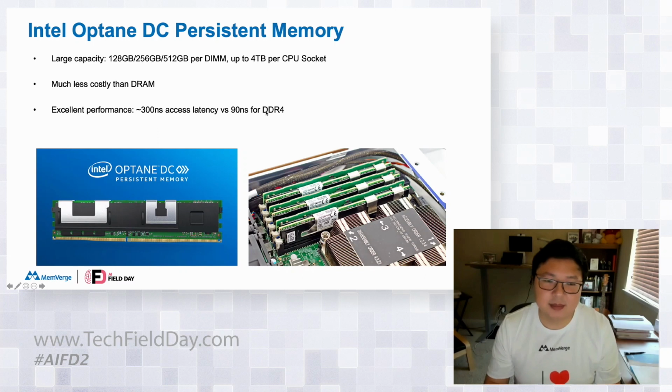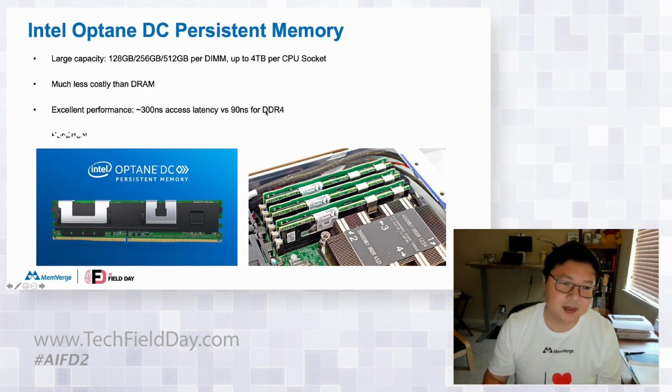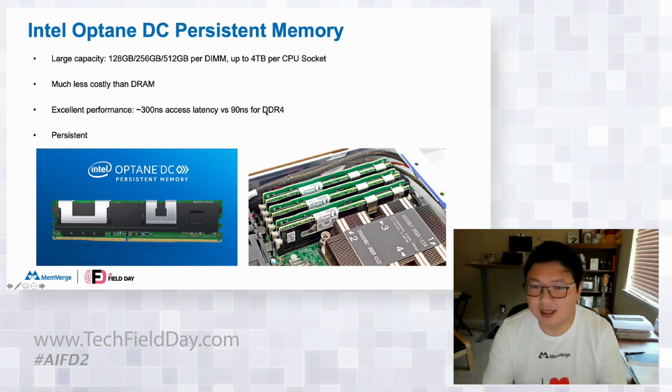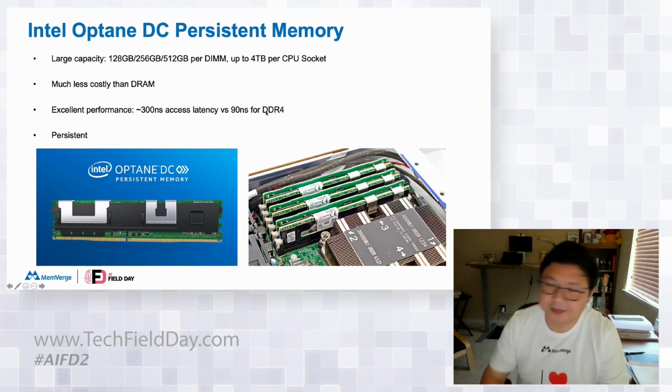Persistent memory also has very good performance. It offers roughly 300 nanoseconds access latency. It's a bit slower than DDR4, but compared to the numbers offered by NVMe SSDs, it's orders of magnitude faster than SSDs. And most importantly, it's also persistent if you use it in the correct mode and use software like our Memory Machine to persist the data.